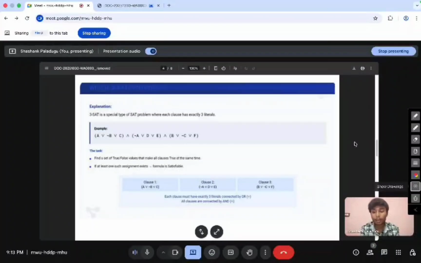And the entire formula joins these clauses using AND. Our job is to find true/false values that make all clauses true. We are basically solving a logical puzzle, as I said in the beginning, just like a puzzle.